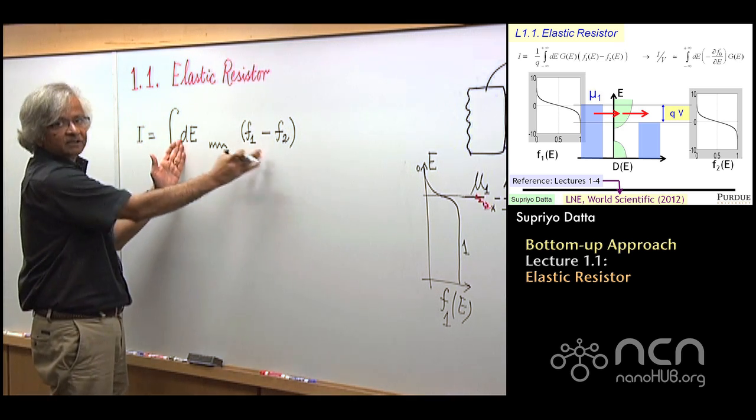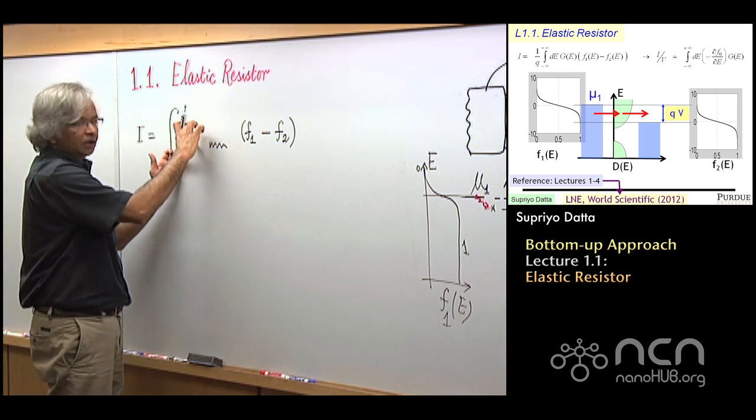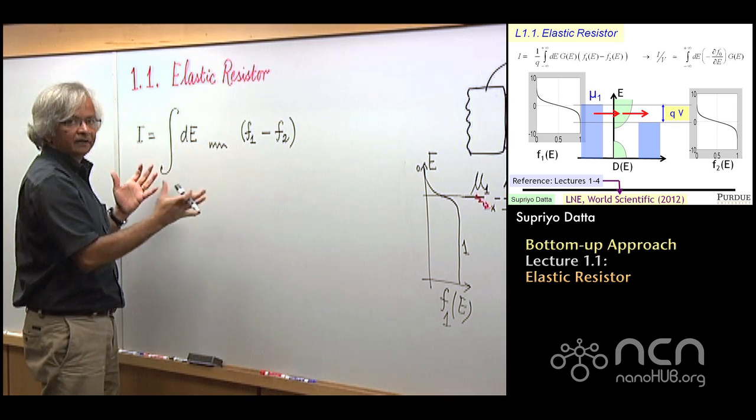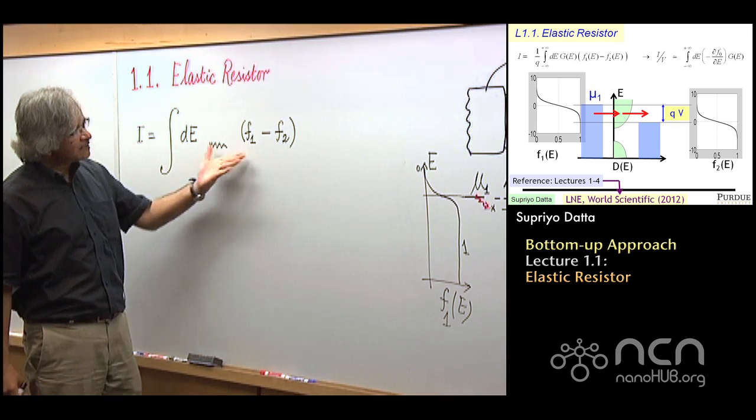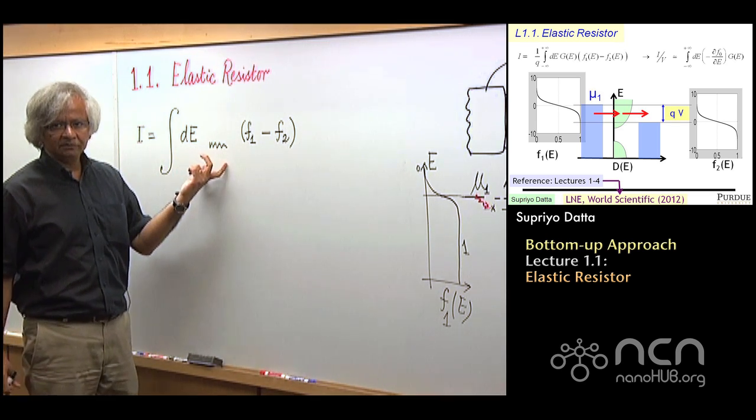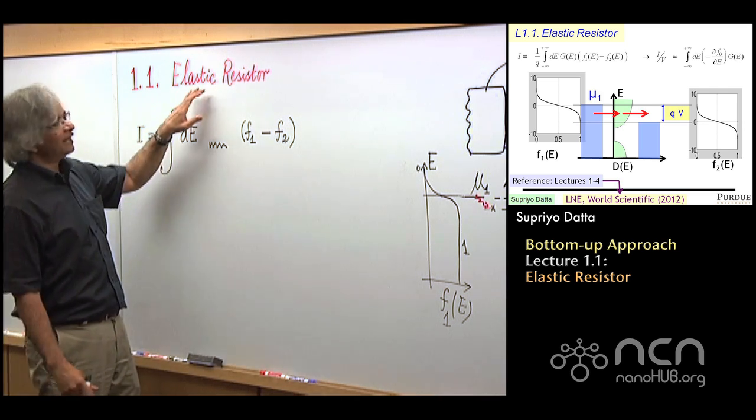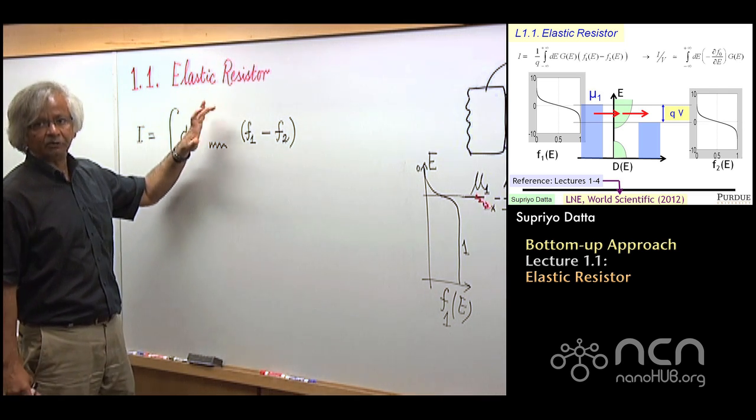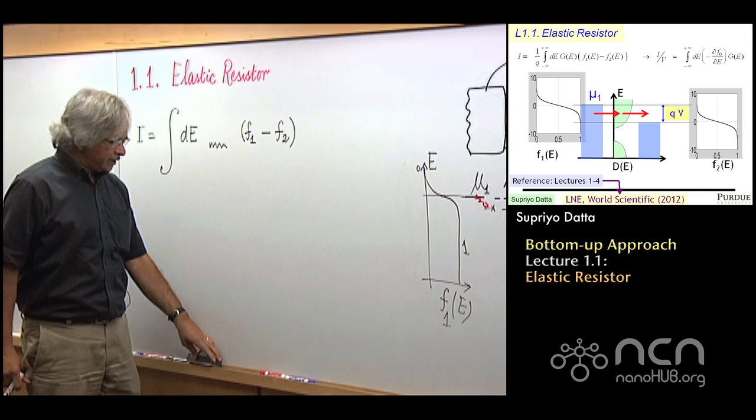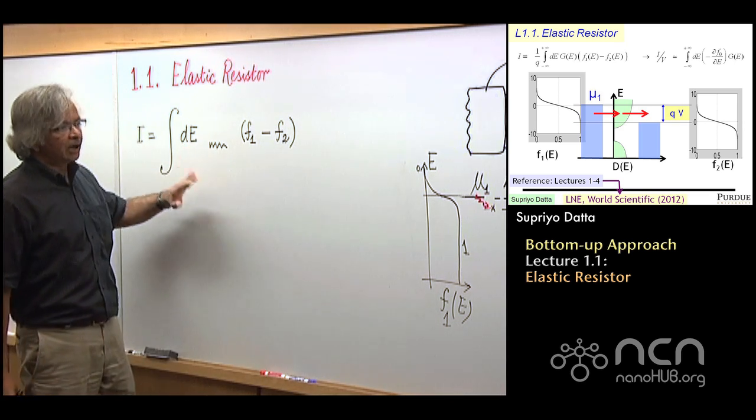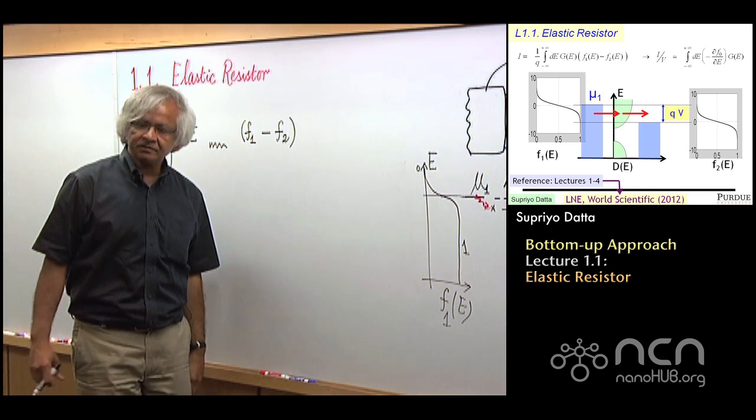Because this is what tells me the current in the small range. And if I want the total, just add it up. And this is something I can do only in an elastic resistor, not otherwise. Okay? Now, from here, how do I get an expression for conductance?